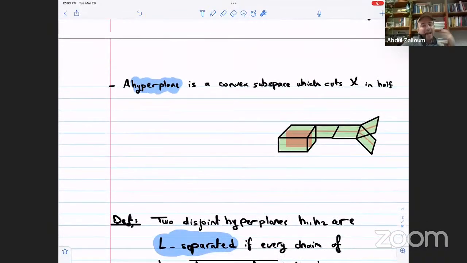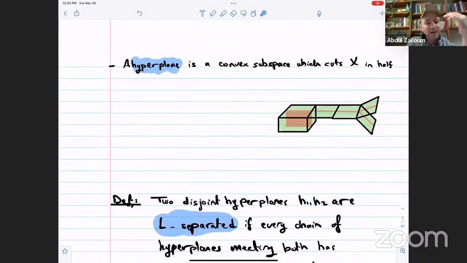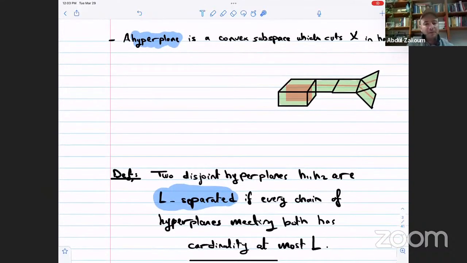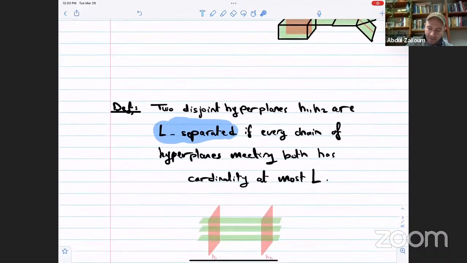Now, if I hand you two disjoint hyperplanes, H1 and H2, they are said to be L-separated if every chain of hyperplanes meeting them both has cardinality at most L. You should have a picture like this in mind. You have two hyperplanes, H1 and H2, and we say they are L-separated if the largest chain of hyperplanes that meet both has cardinality at most L.